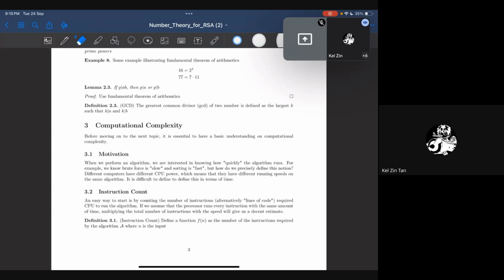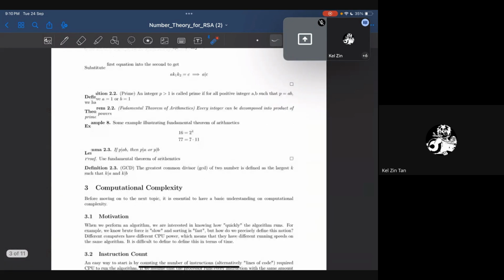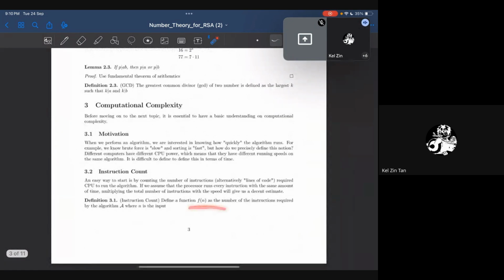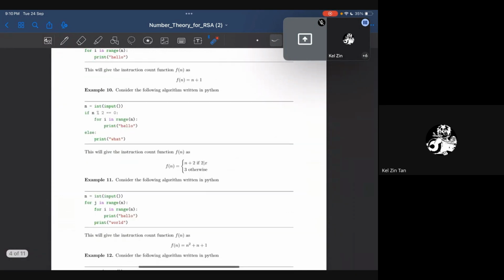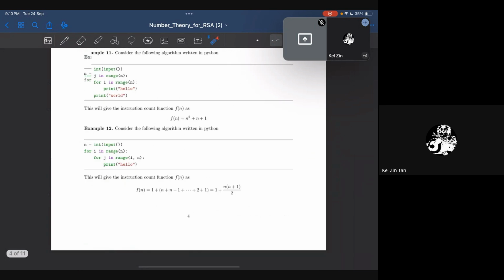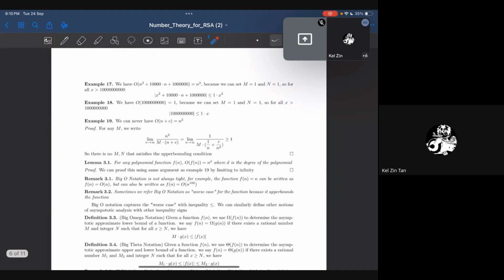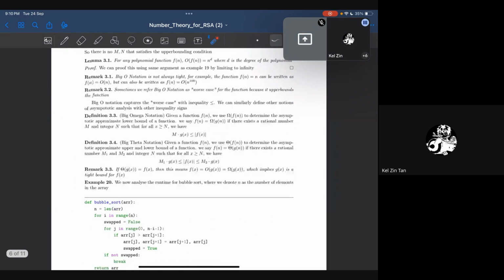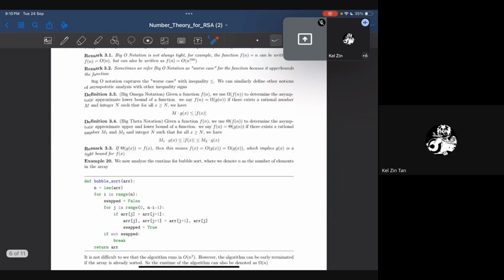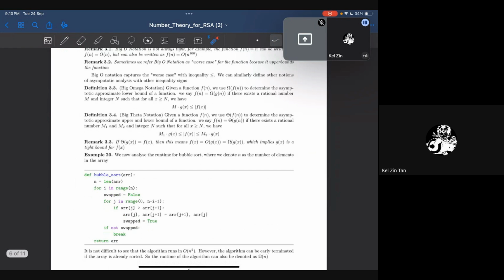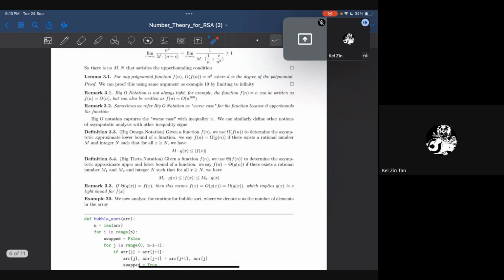Okay, and now today, a recap for last week first. Last week we talked about computational complexity, and then we talked about big O notation. We have this function count as the number of instructions, and then we talked about complexities and asymptotic notation. So we have the big O notation, big omega notation, and big theta notation. And then we say that we basically just ignore the coefficients and we only look at the largest degree.